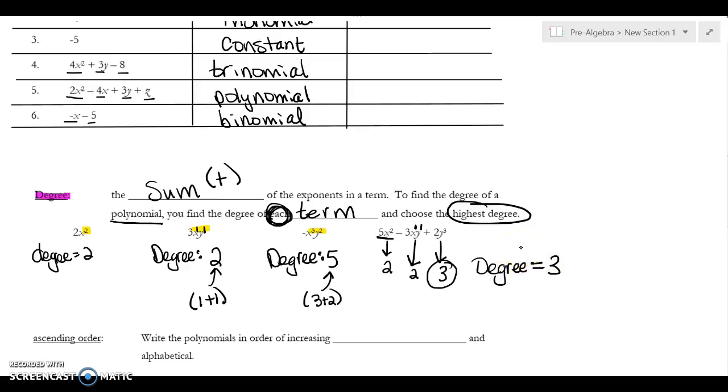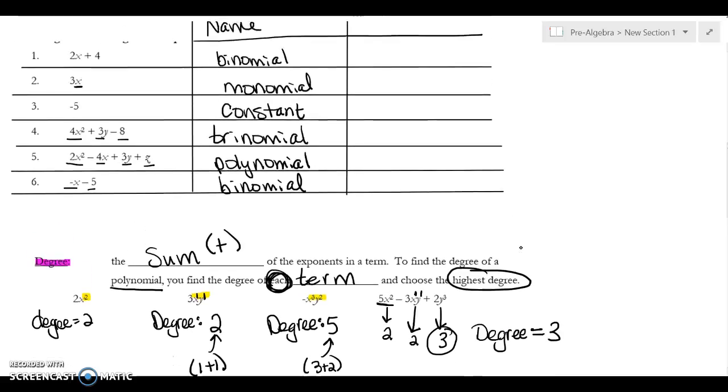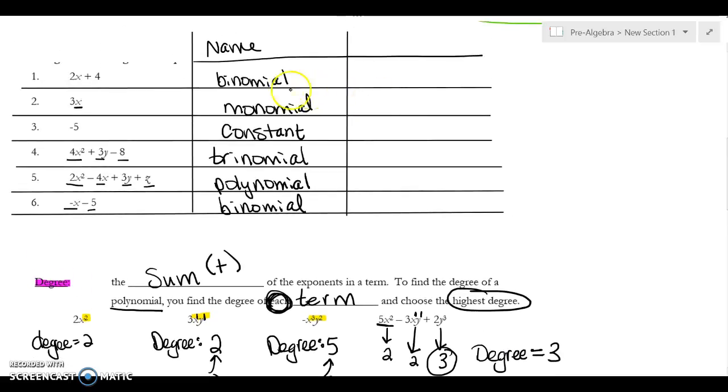All right, what I want us to do now is go back to our table, and I want you to see if you can figure out the degree of each one. So let's add in the title of degree. And now see if you can find the degree of each one. When you think you have it, you can press pause and check your work, or press play and check your work.